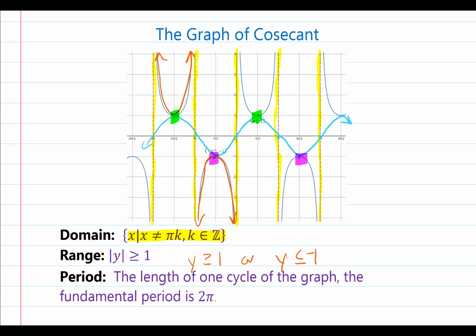The period is the length of one cycle of the graph, which in this case, the fundamental period is 2 pi. So we can see this as represented from 0 all the way up to 2 pi. And so we are including, in this case, a vertical asymptote in the middle of that cycle, or in the middle of that period. We need to have one complete cycle, which means we have to have one u-shaped curve opening up and one u-shaped curve opening down to complete the cycle.